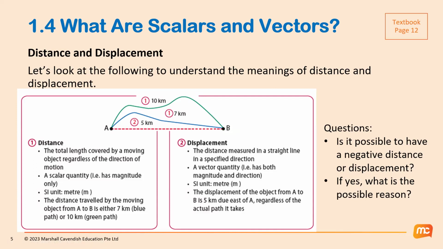So distance can be 10 or 7, but displacement is strictly only the starting point to the ending point, which is 5 kilometers, regardless of which path I take. Whether I take the green path or the blue path, the displacement is the same, only 5 kilometers.